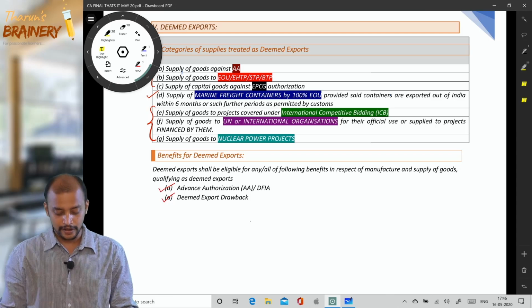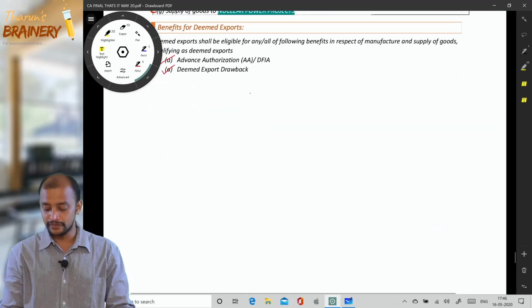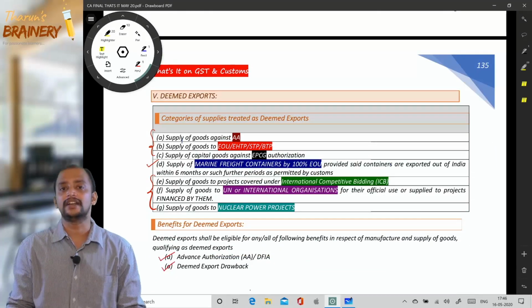So these are the various incentives available. So with this, we completed foreign trade policy.